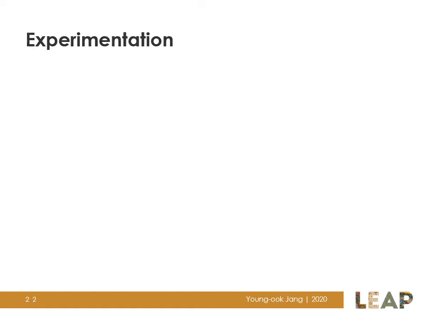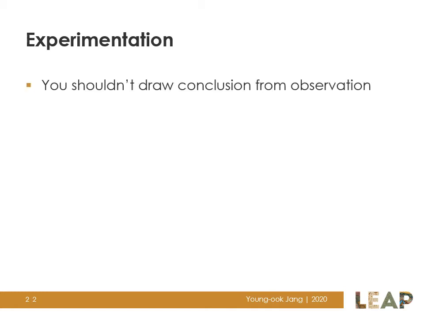So now we have a hypothesis to test. So it's time to test by experimentation. Okay. So we have observation and we have some conclusion from the observation, but this conclusion is not tested, not proven, right? So you shouldn't draw conclusions from observation directly.